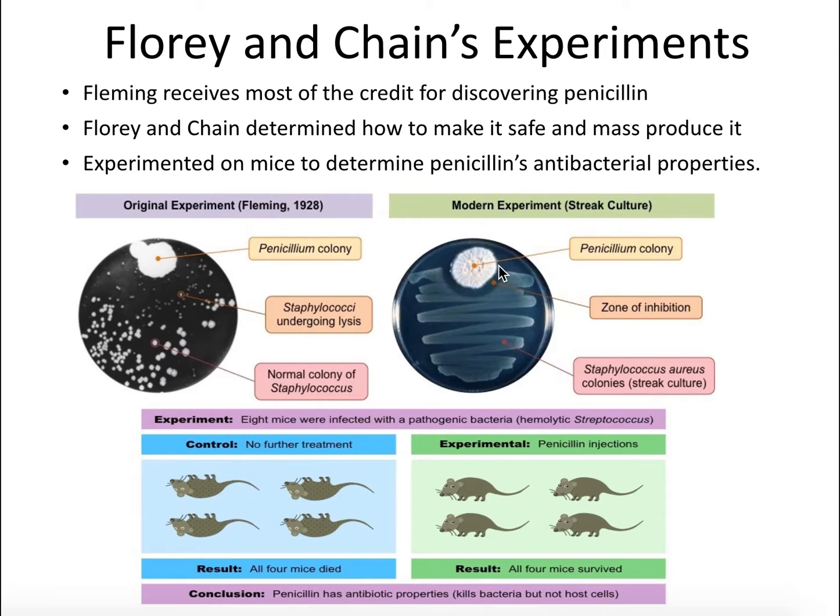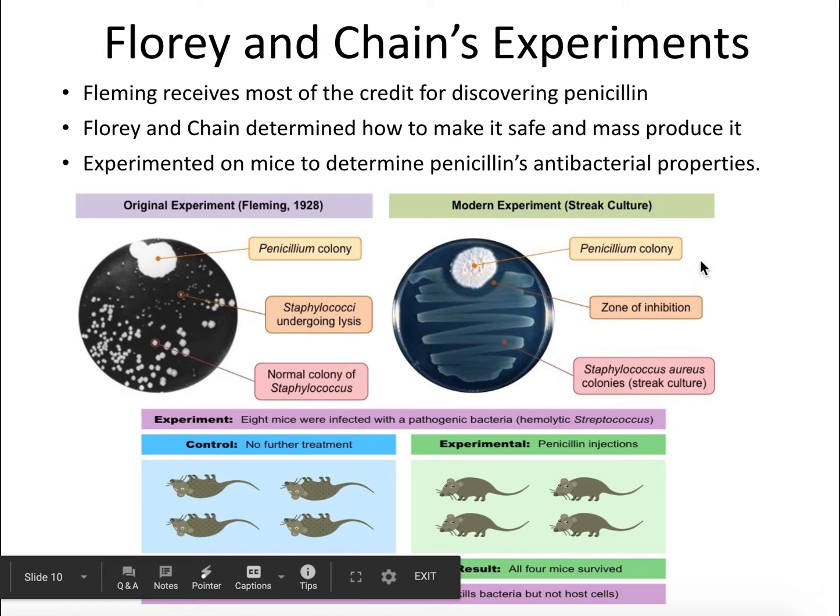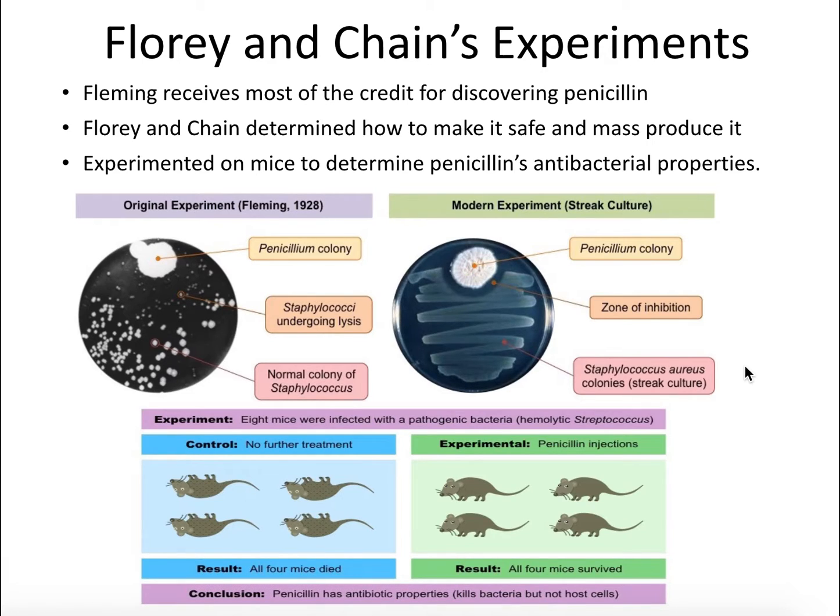So that was Fleming, but Florey and Chain did experiments to actually see if penicillin could help cure people after they've been infected. Here in this picture, they did a lot of tests with mice. You can see 8 different mice. In the control group, they did not use any treatments of penicillin, and in the experimental group, they did penicillin injections. The result was, in the control group, all 4 mice died. In the experimental group, all 4 mice survived. So they were the first to actually attempt to use penicillin to cure bacterial infections.